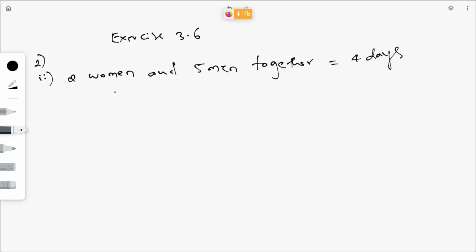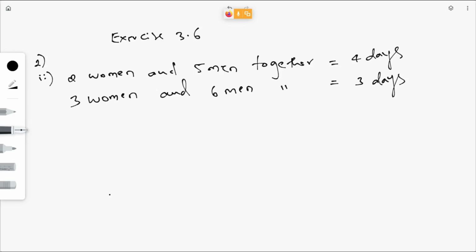Okay, this is the case 1. So what is the case 2? 3 women and 6 men together finish the same work in 3 days. Fine. So this is the given data.